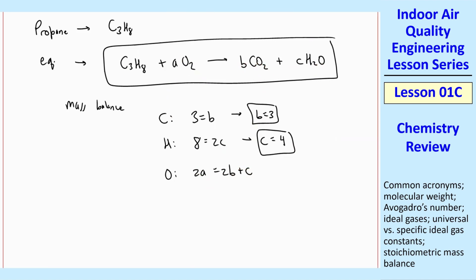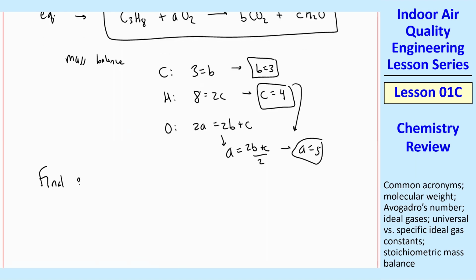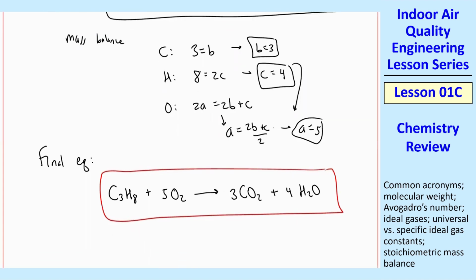When you solve this, you can solve this for A equals 2B plus C over 2. Plug in these guys and you get A equals 5. So the final chemical equation will be written as, plugging in all these coefficients, C3H8, that's our propane, plus 5O2 yields 3CO2 plus 4H2O. That's our water vapor.